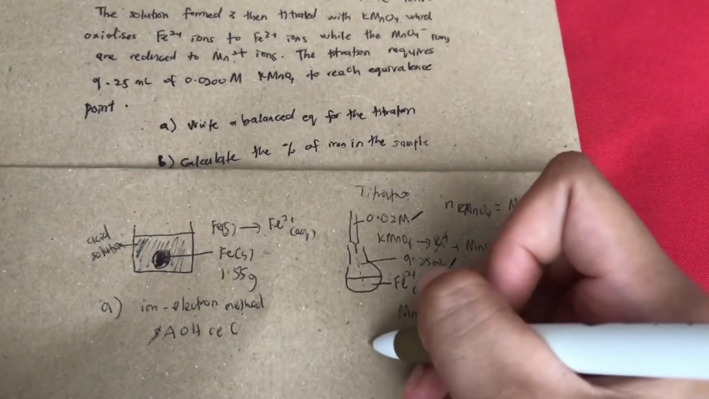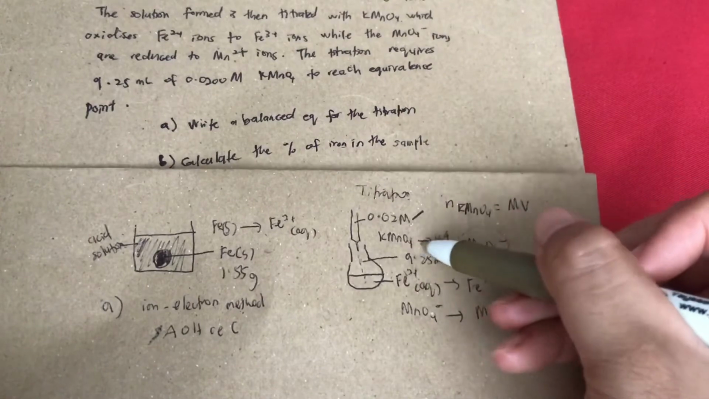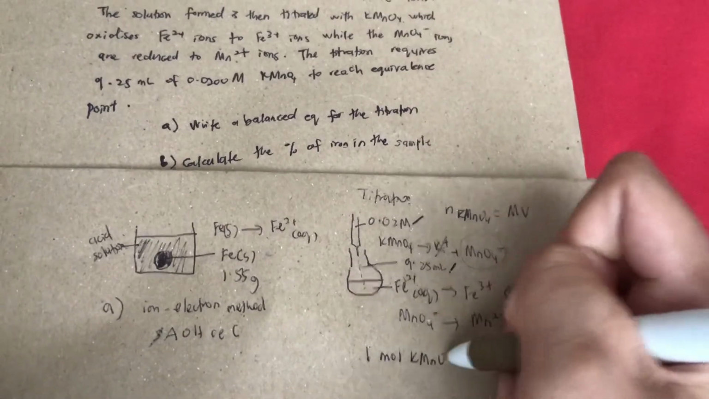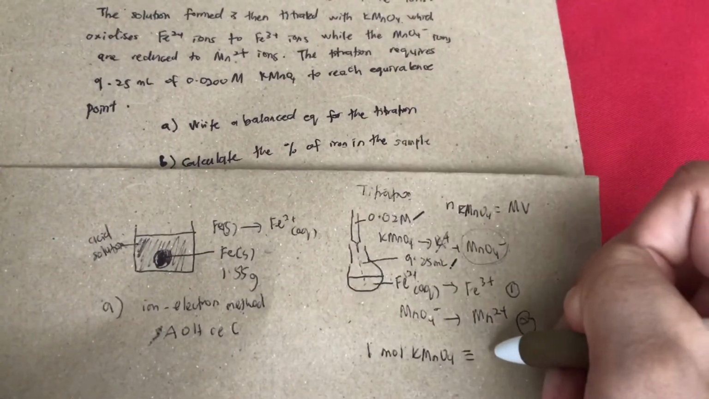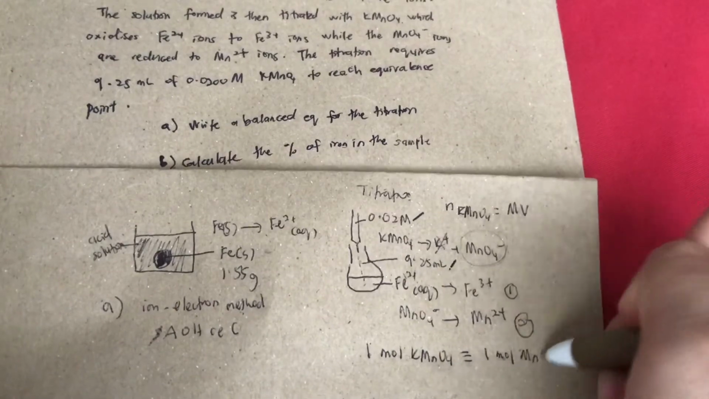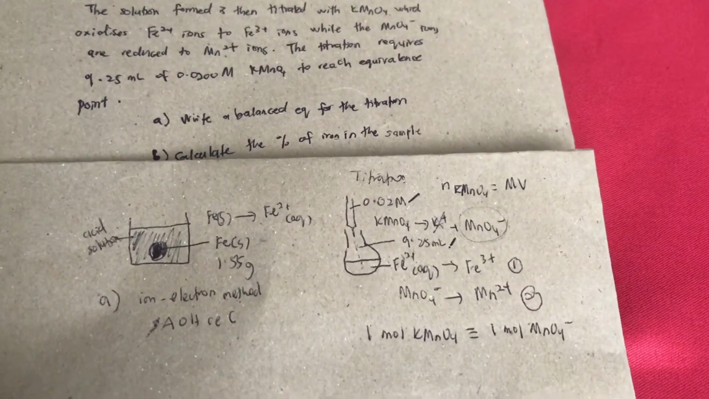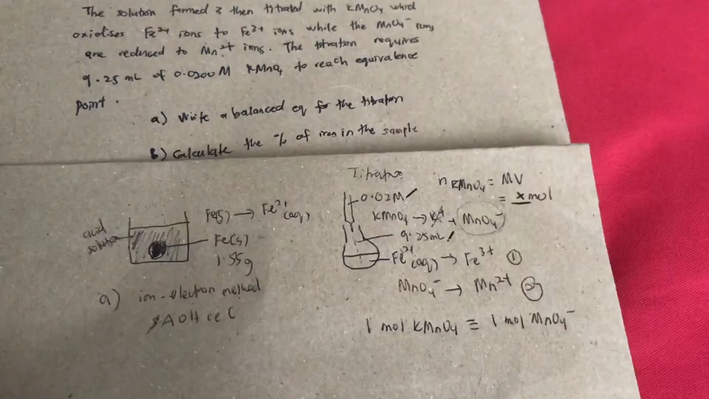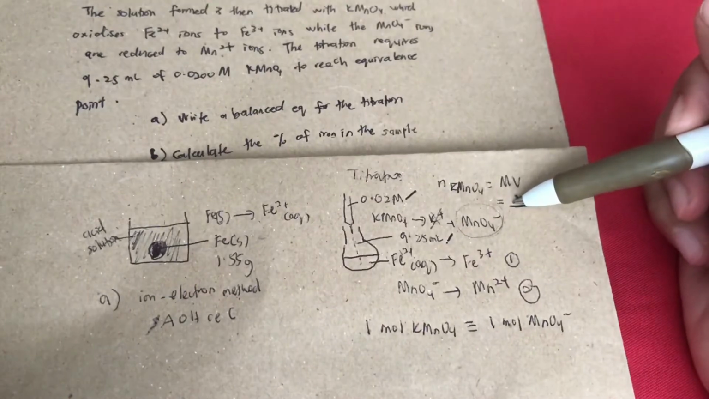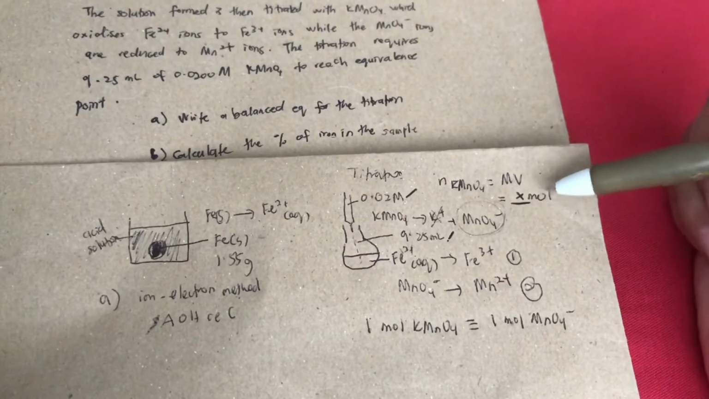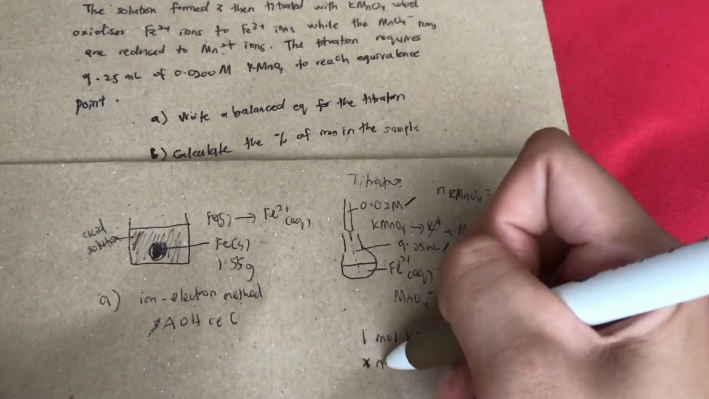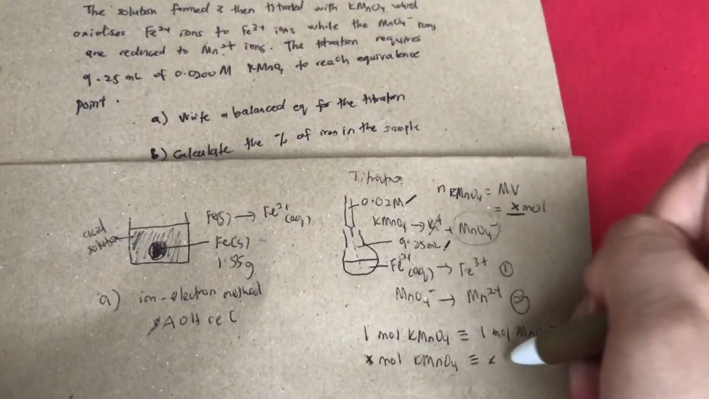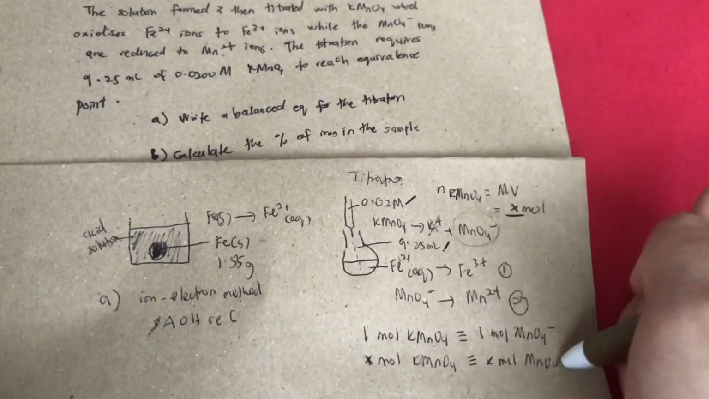Based on this equation, we know that 1 mole of KMnO4 is equivalent to 1 mole of MnO4-. So once you get this value, let's say I note it as x mole, then you will know that this x mole of KMnO4 is equivalent to x mole of MnO4-.